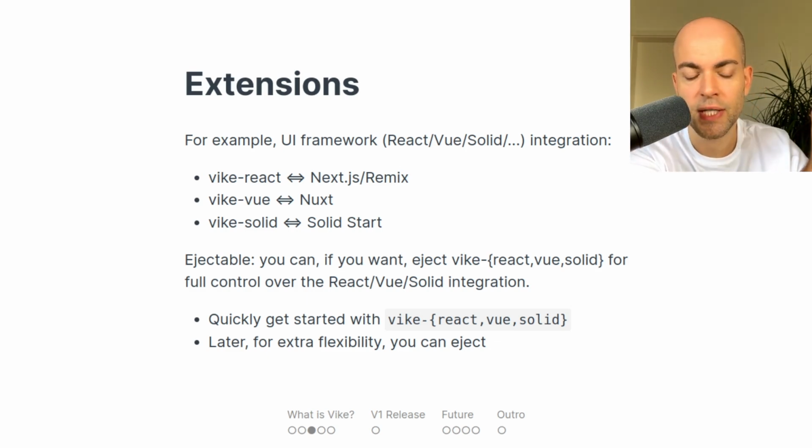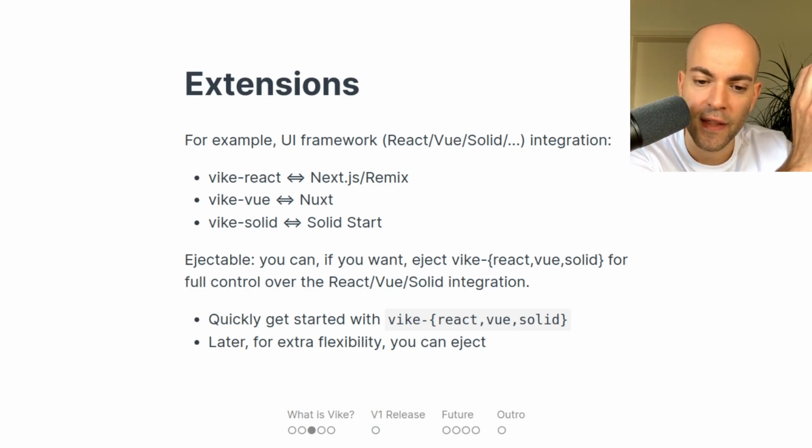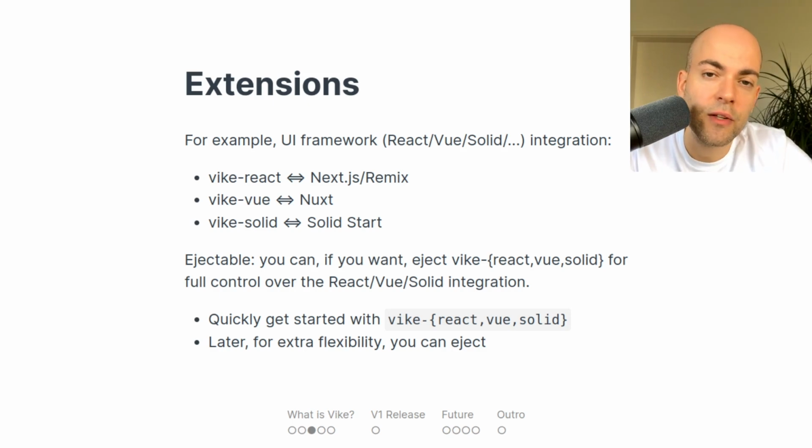So for example, if you eject Vike React, then what happens is that Vike React's code moves from the node_modules directory into your Git repository. It means that you get full control over the React integration, and you can then change it to be a completely bespoke React integration.